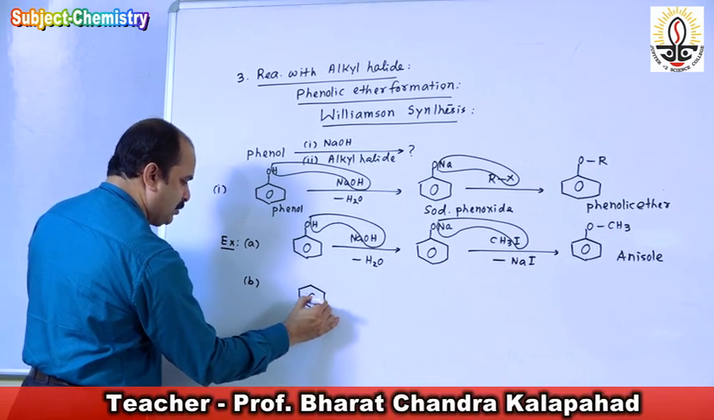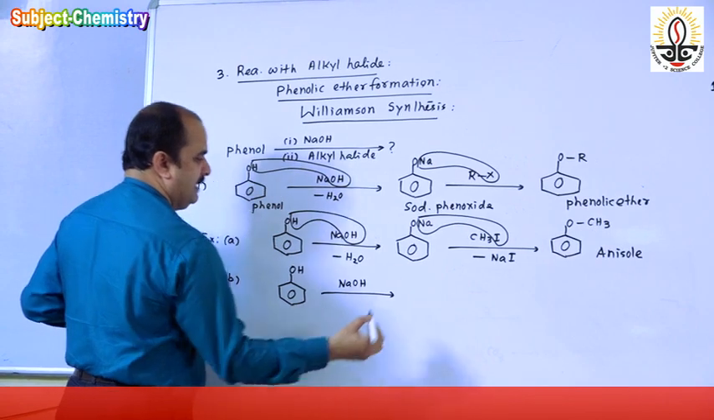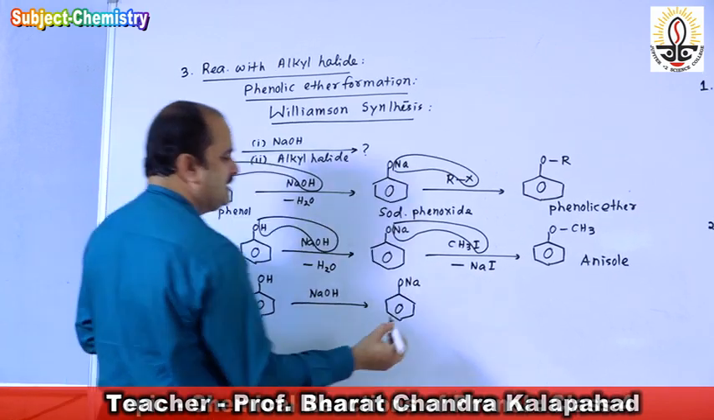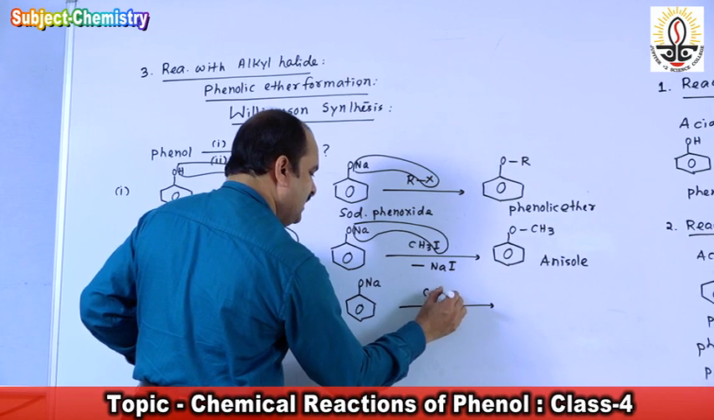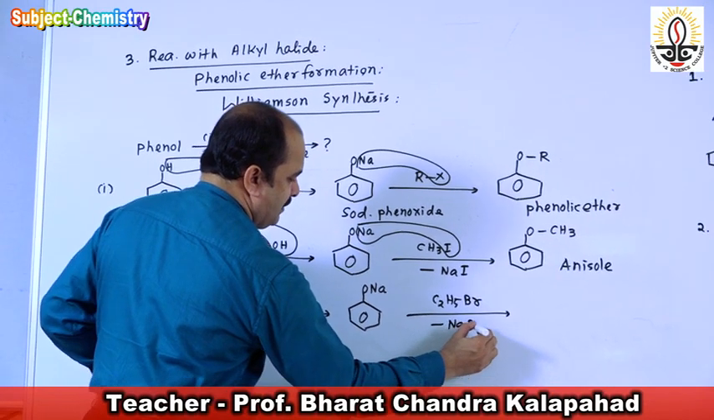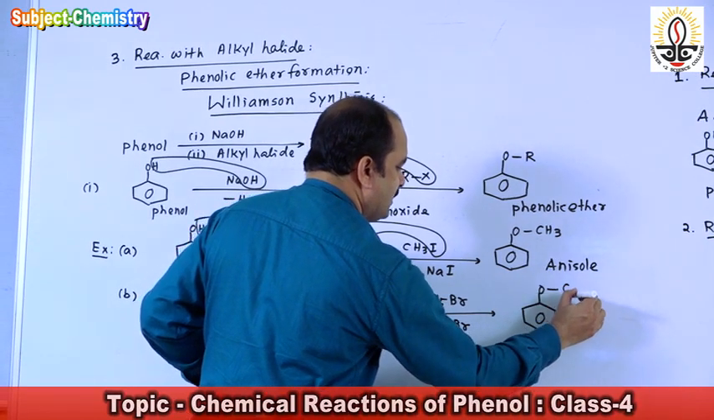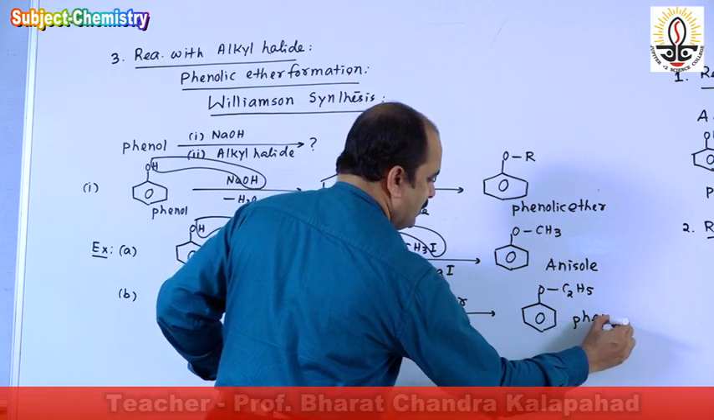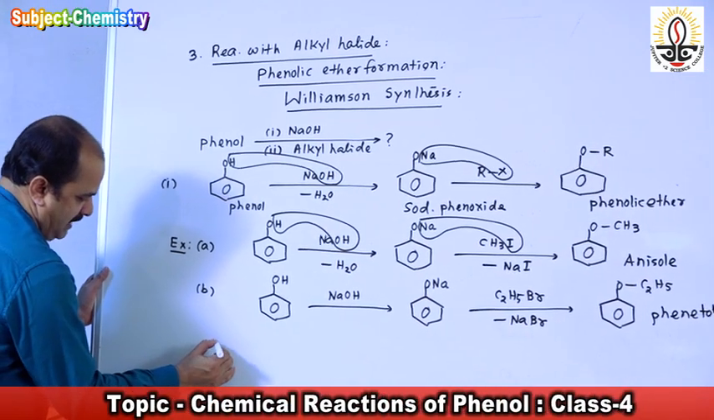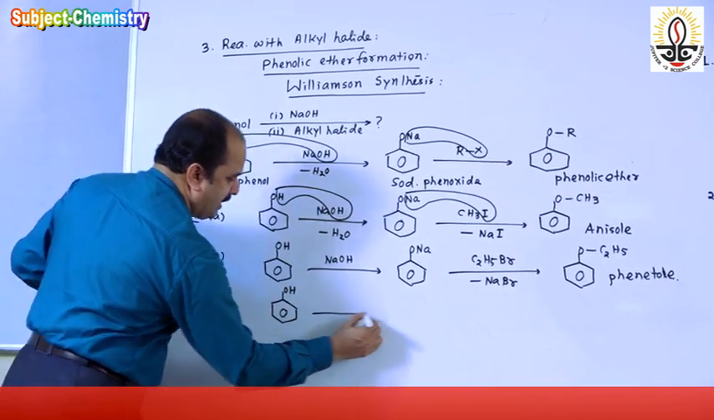Coming to example number two. Similarly, when phenol reacts with NaOH, it gives sodium phenoxide. When this sodium phenoxide reacts with ethyl bromide, C2H5Br, NaBr is the byproduct, and the product is ethyl phenyl ether, C2H5, or phenetole. It is called phenetole.